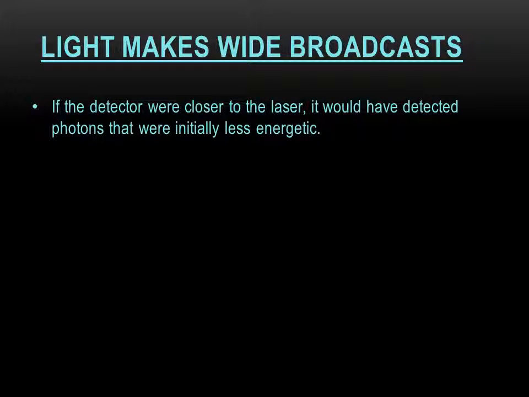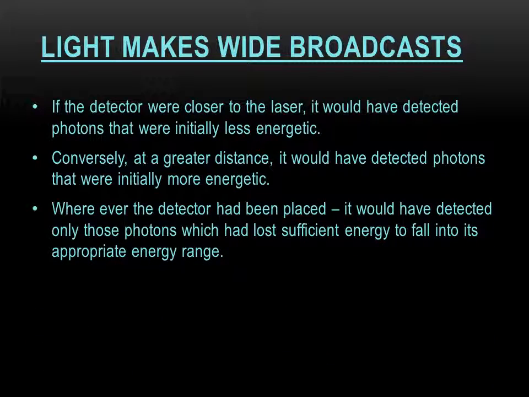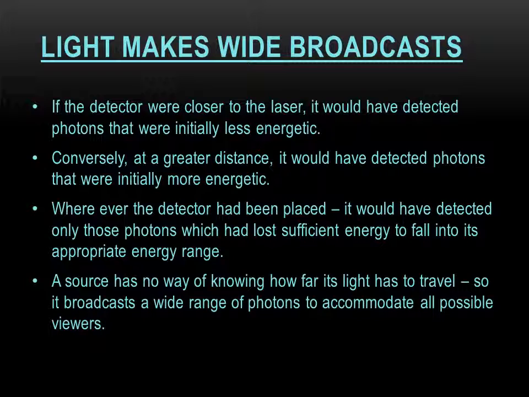If the detector were closer to the laser, it would have detected photons that were initially less energetic. Conversely, at a greater distance, it would have detected photons that were initially more energetic. Wherever the detector is placed, it would have detected only those photons which had lost sufficient energy to fall into its appropriate energy range. A source has no way of knowing how far its light has to travel, so it broadcasts a wide range of photons to accommodate all possible viewers.